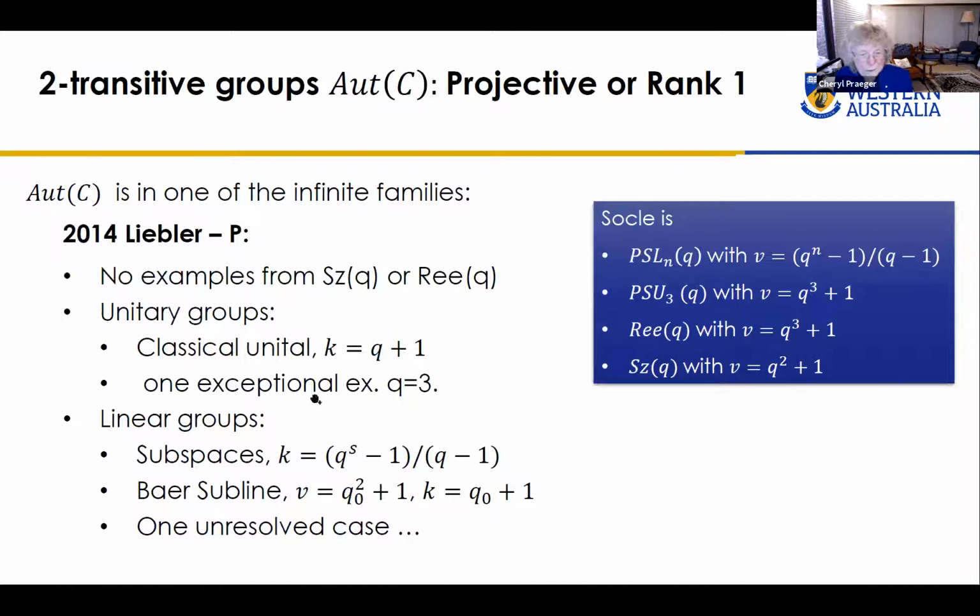So that was fine. Then we go on to the linear groups. That's the PSL(n,q)s, with n at least 2. Well, we get lots of examples from subspaces of a fixed dimension or their complements. When n is 2 and q is a square, we get an example from taking Baer sublines of the projective line. And then Bob and I had one unresolved case that I would like to tell you about.